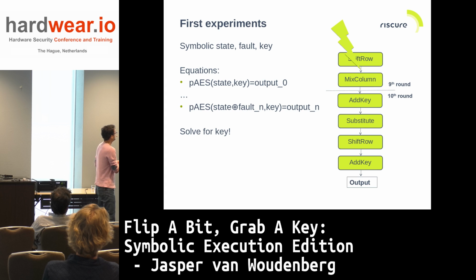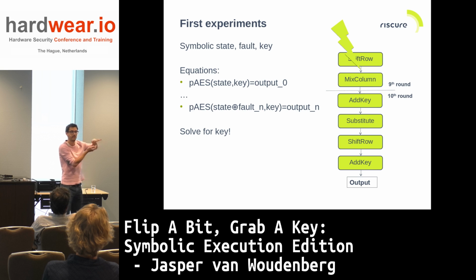I make the state symbolic, because normally at the end of round 9, as an attacker who doesn't know the key, you have no idea what that intermediate state is. Because to know that, you need to know the key. So we make it just symbolic.